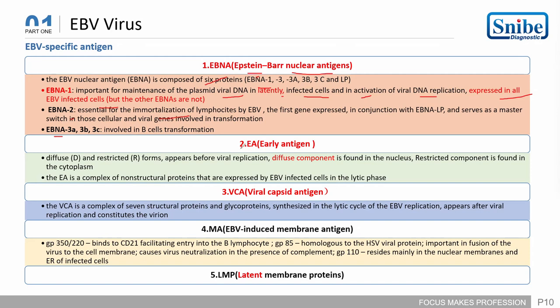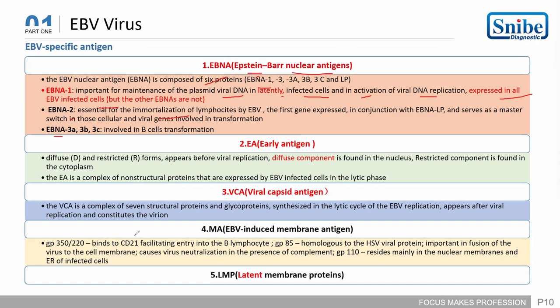The early antigen is EA. The viral capsid antigen is VCA. The induced membrane antigen is MA. And the latent membrane protein is LMP. These are all the specific antigens related to diagnosing EBV infection at different stages, like B cell transformation, the lytic phase, or the latent phase.